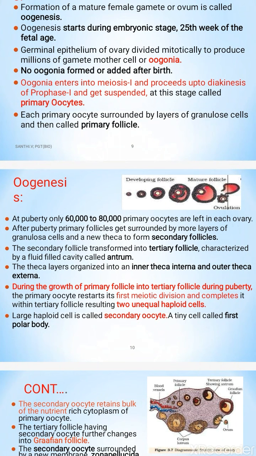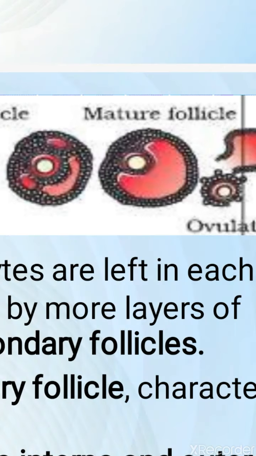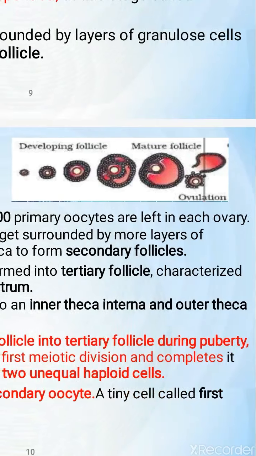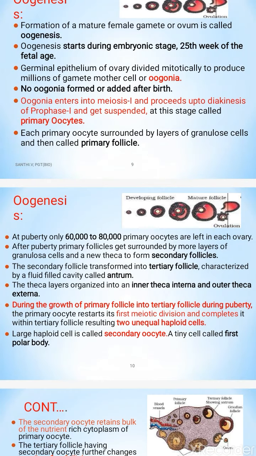When it is covered by more layers of cells, you call that a secondary follicle, and later the secondary follicle transforms into a tertiary follicle. Now it will have a cavity, which you call the antrum. You can see the center, marked in light red in color, that is the antrum, the fluid filled cavity. Now the theca layers organize into inner theca interna and outer theca externa.